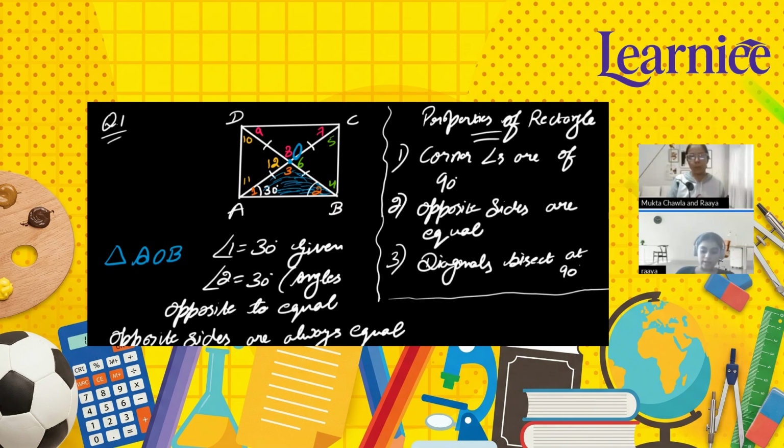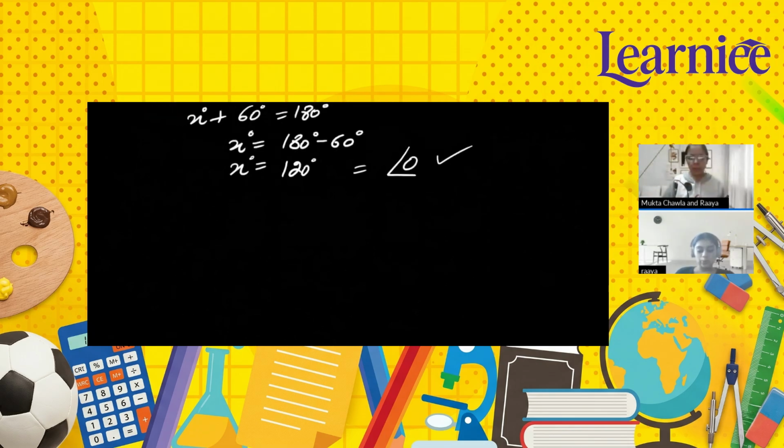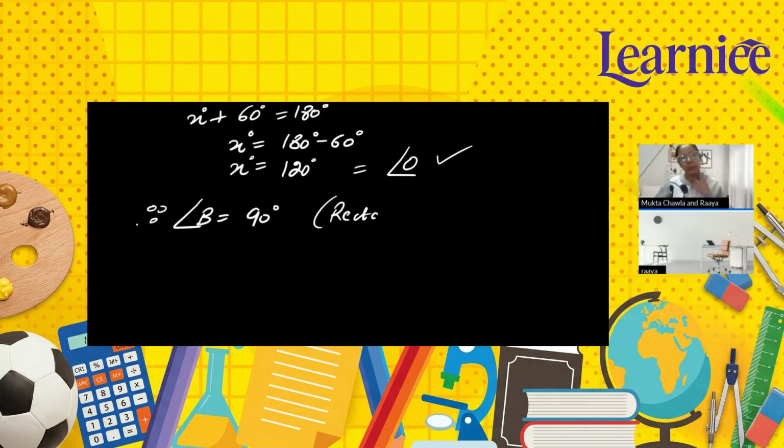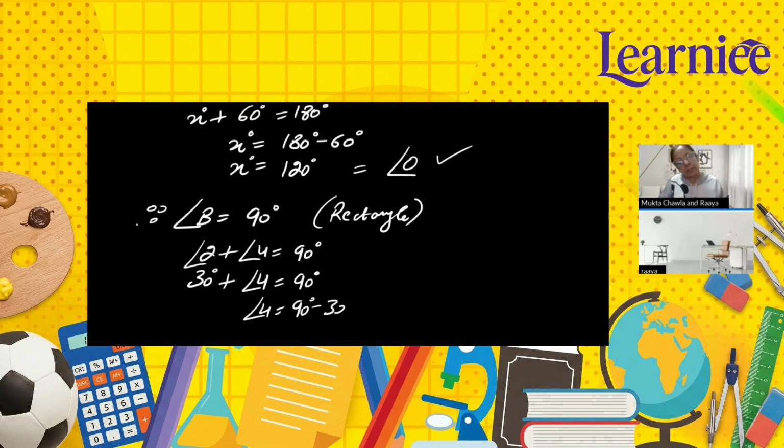Very good. So how can we do that? We will write angle B is equal to 90°, since we all know it is a rectangle. In short, I am writing the reason as rectangle. Figure is a rectangle, or corner angle, you can write. And you said angle 2 plus angle 4 is equal to 90°. For angle 2, we already have 30°. So angle 4 is equal to 90 minus 30, so angle 4 is equal to 60°. 90 minus 30, that is 60, right?